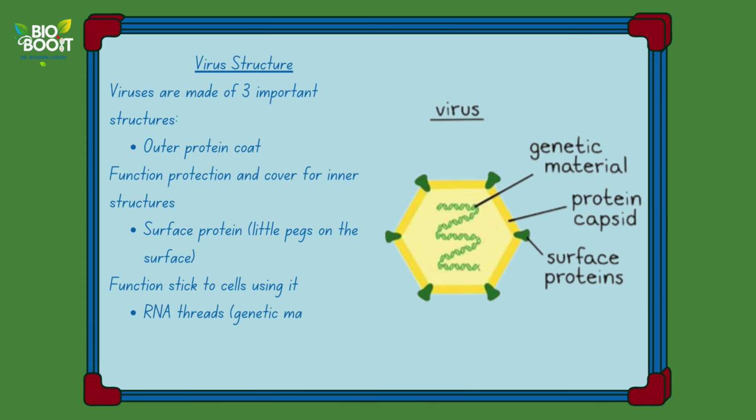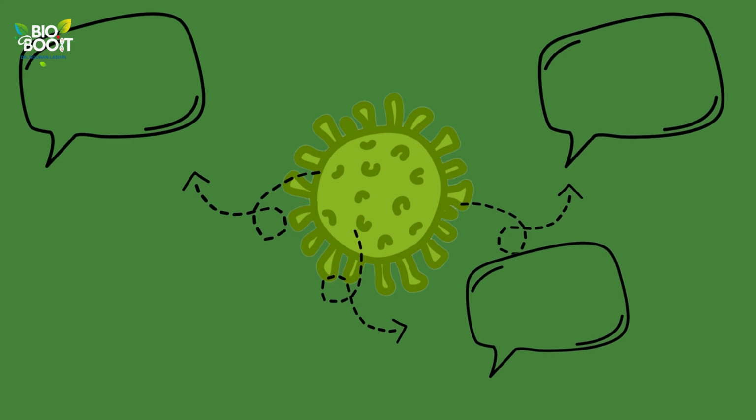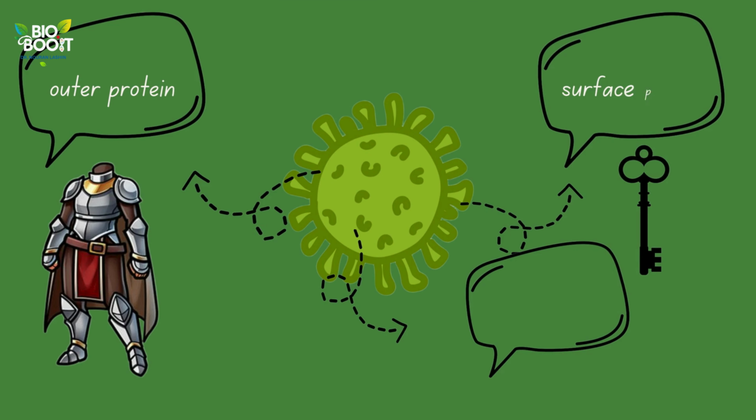Finally, the RNA threads. This is the most important part, the genetic material. Its function is to hold the code, the instructions, for making more viruses. It tells the cell how to build new protein coats and new surface proteins. So, armor, a key, and an instruction manual. That's the basic virus toolkit.